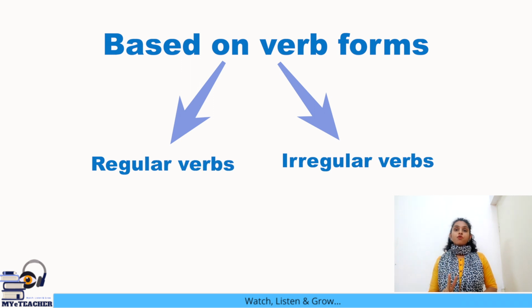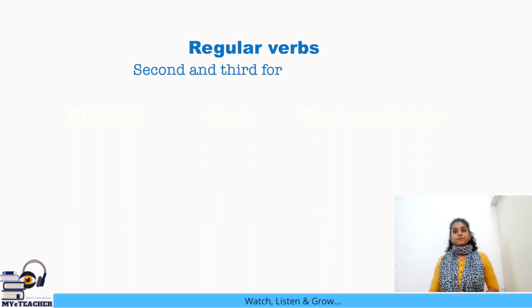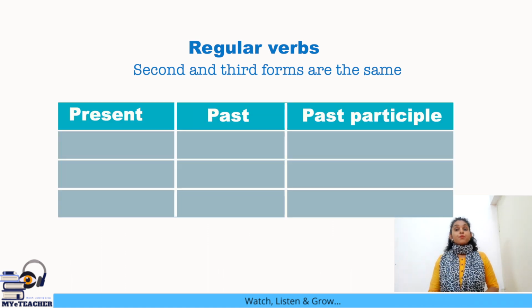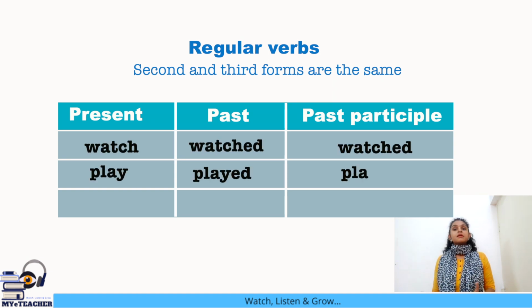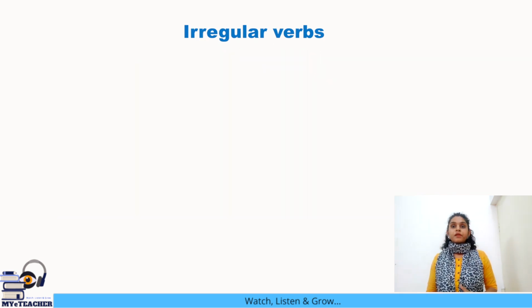Here we have to know that verbs can be divided into regular verbs and irregular verbs. Regular verbs are those which have the same second and third form. It's easy to form them. We simply have to add a D or an ED at the end. We saw this in simple past tense. For example, watch becomes watched, play becomes played, talk becomes talked. This is the second form and is also used as the third form.